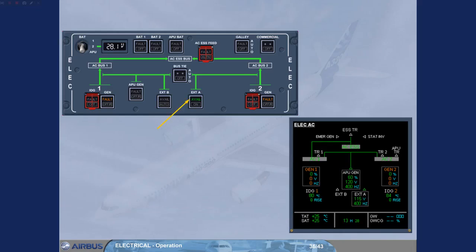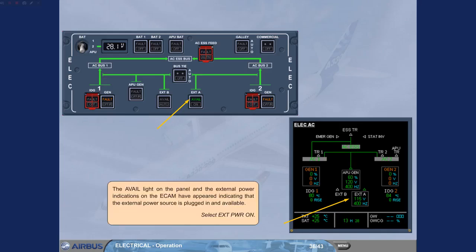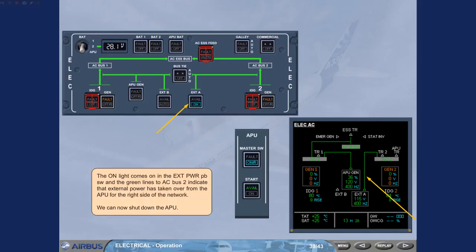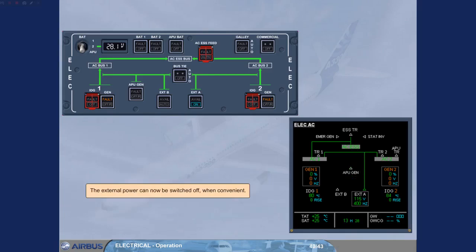The avail light on the panel and the external power indications on the ECAM have appeared, indicating that the external power source is plugged in and available. Select external power on. The on light comes on in the external power push button switch and the green lines to AC bus 2 indicate that external power has taken over from the APU for the right side of the network. We can now shut down the APU. The external power can now be switched off when convenient.